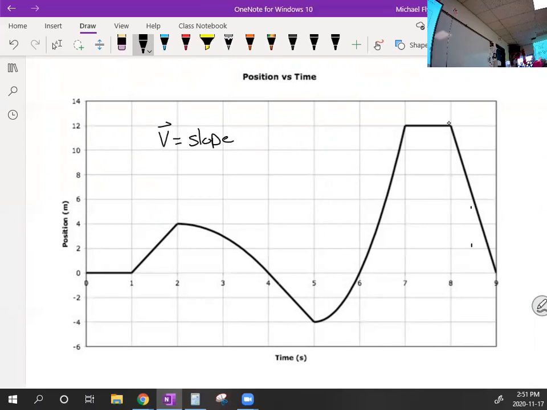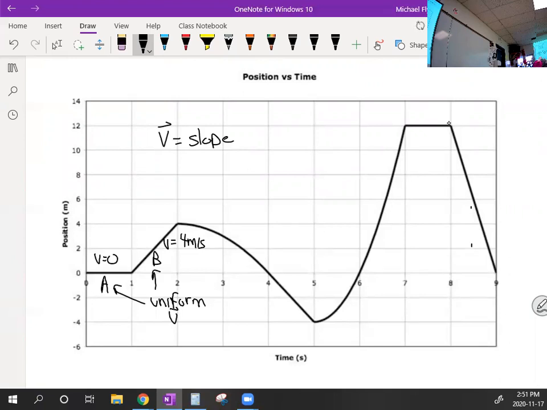So here in section A and section B, these lines are straight, which means they don't change. So in this case, and in this case, it's a uniform velocity. In section A, the velocity equals 0, okay? In section B, the velocity is the slope of that line, so the rise is 4 and the run is 1. So this is 4 meters per second. That's the velocity in section B.